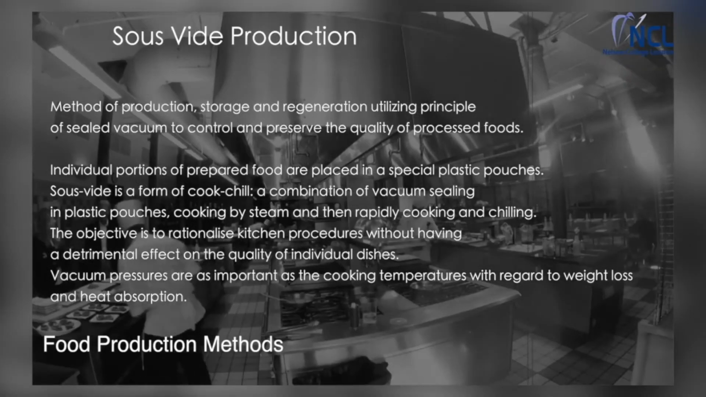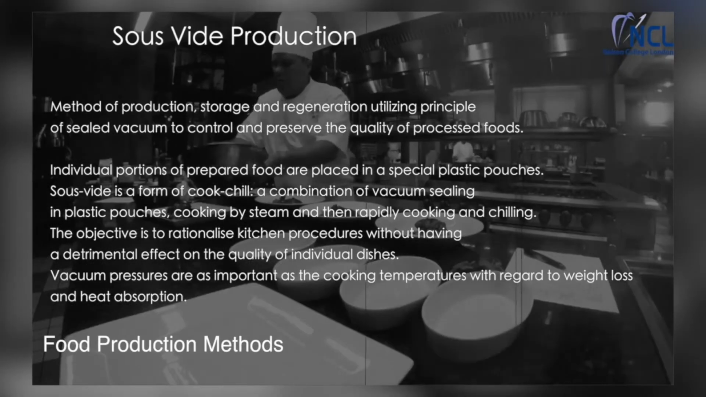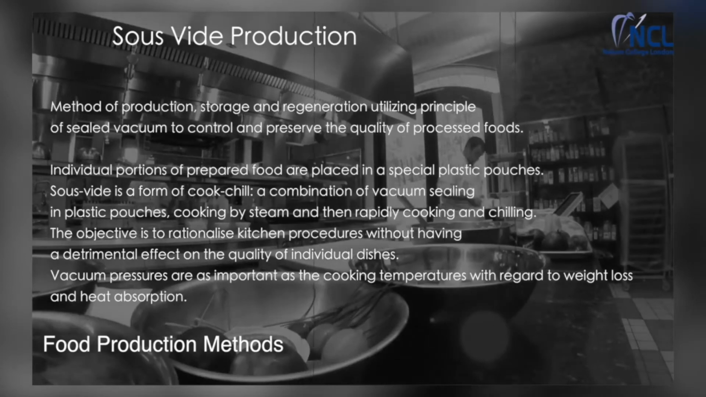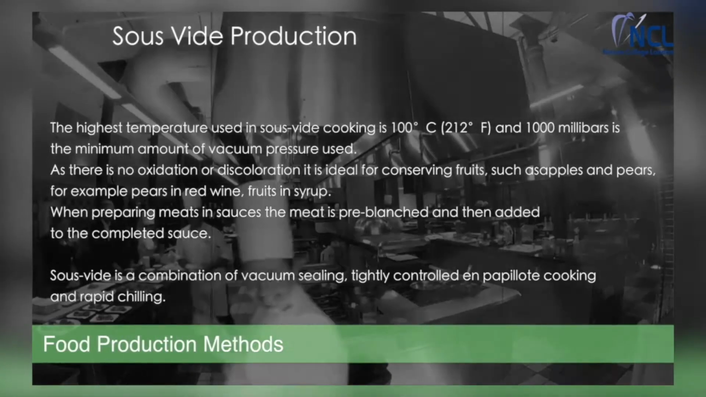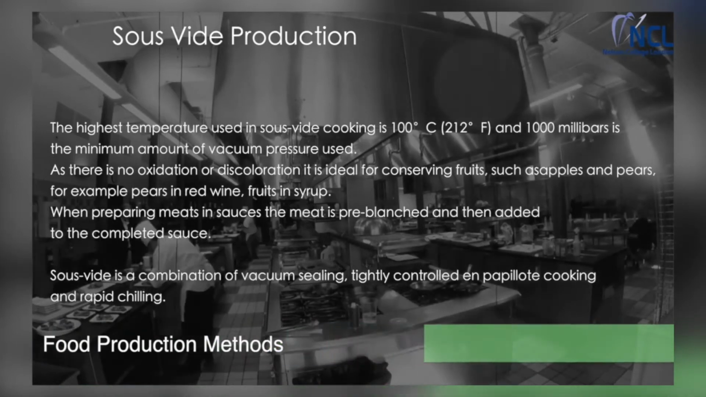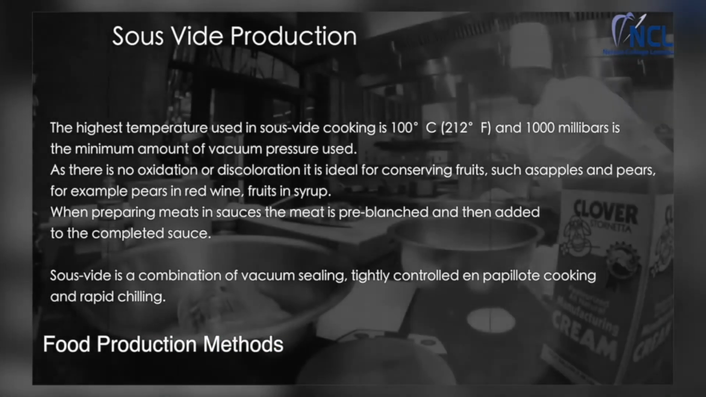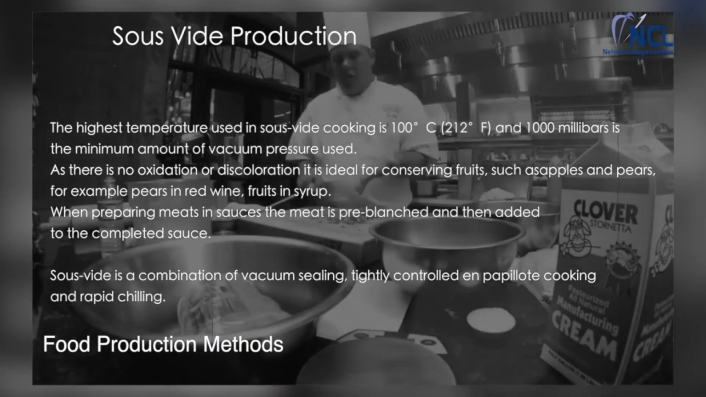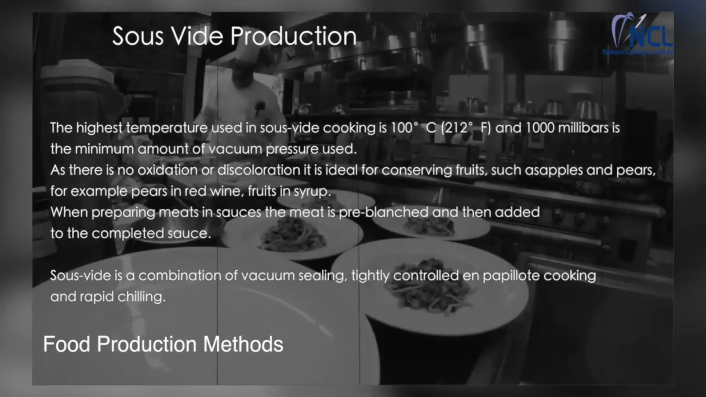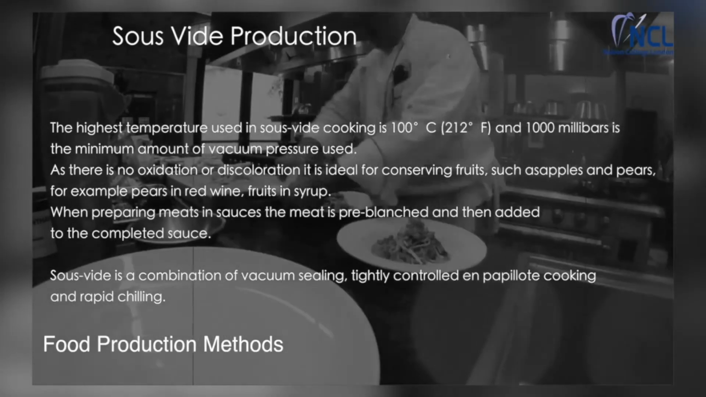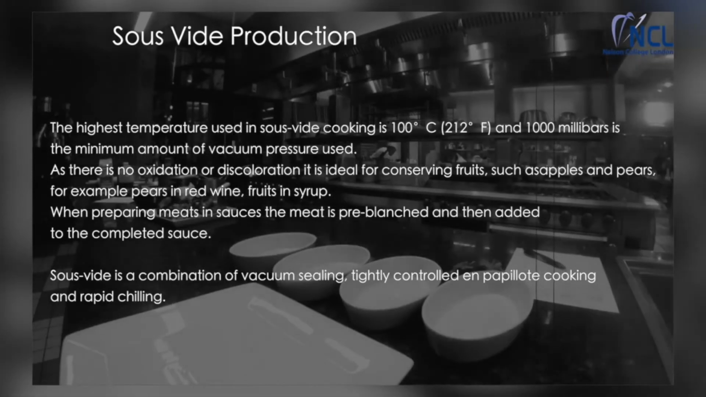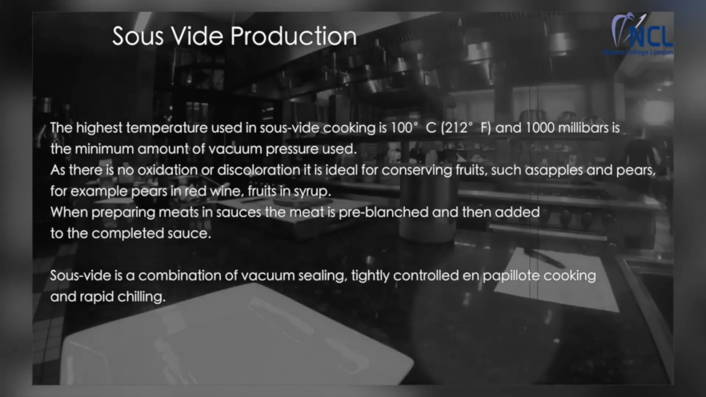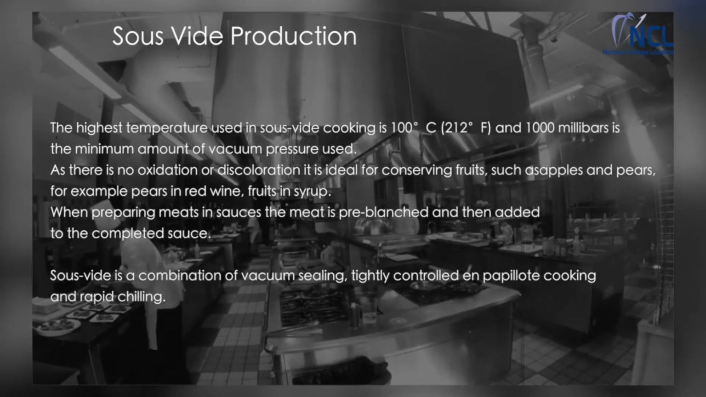Vacuum pressures are as important as the cooking temperatures with regard to weight loss and heat absorption. The highest temperature used in sous vide cooking is 100 degrees and 1000 millibars is the minimum amount of vacuum pressure used. As there's no oxidation or discoloration, it is ideal for conserving fruits such as apples and pears, for example pears in red wine and fruits in syrup.